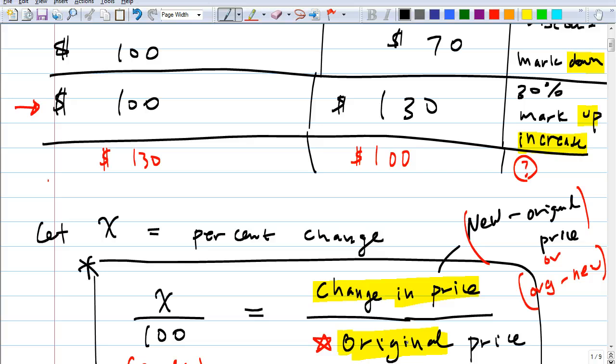Good. Shrug asked a good question. So for this one, when it wasn't $100, like if it was $130 that went to $100, right, marked down, how would you actually use this formula then to figure out the percent change if you had to do that? Let's write it down here. What would you do?